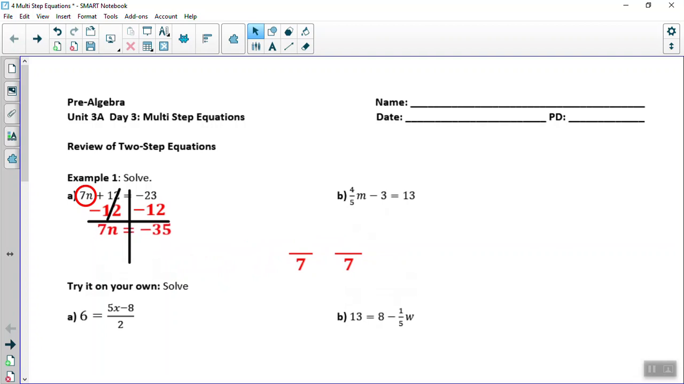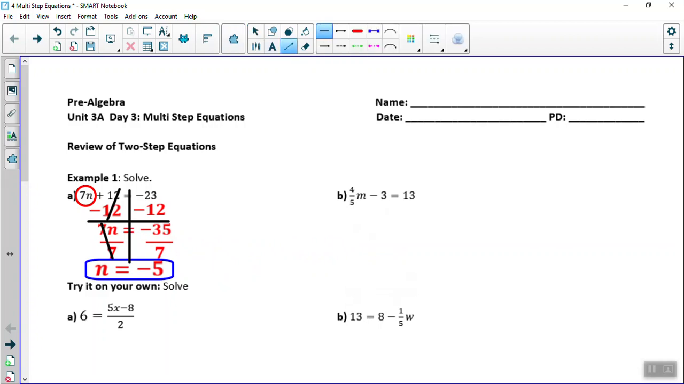Alright, so now I need to isolate the n. I need to get rid of the 7. And when a 7 and a variable are stuck together, it means they're being multiplied. So the inverse of multiply is to divide. So now our next step is to divide both sides by 7. And when we do that, that cancels out these two 7s here. So now we're left with n equals, and when we divide these, we get negative 5. So now we have our solution, n equals negative 5. Circle my answer.